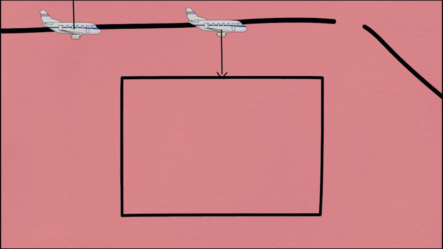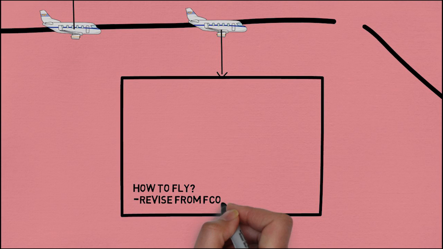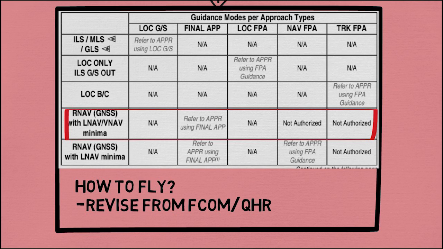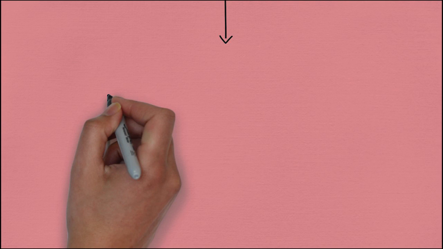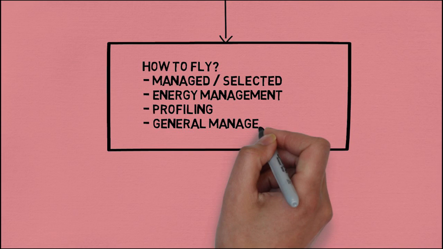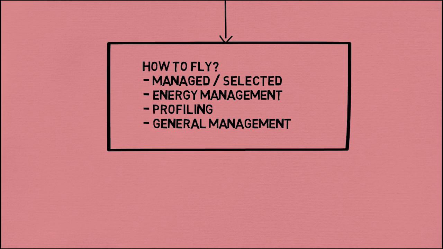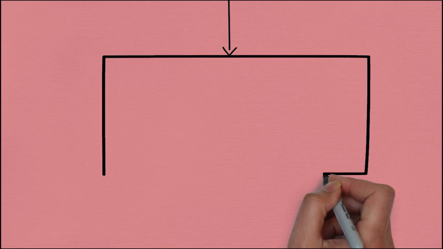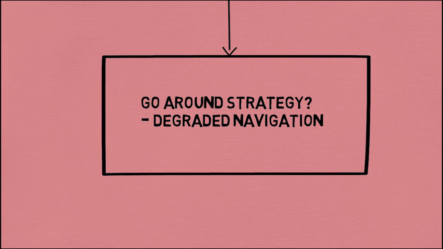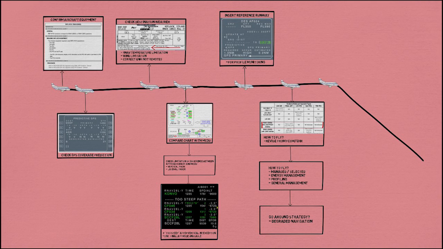Discuss how to fly the approach. Revise the FCOM or QRH for details of different approach guidance. But discuss it in a broad context. How do you want to manage the aircraft overall? And consider go-around strategies, specifically for degraded navigation. Loss of GPS primary is especially relevant for RNAV. Well done. Now we're all good for descent.